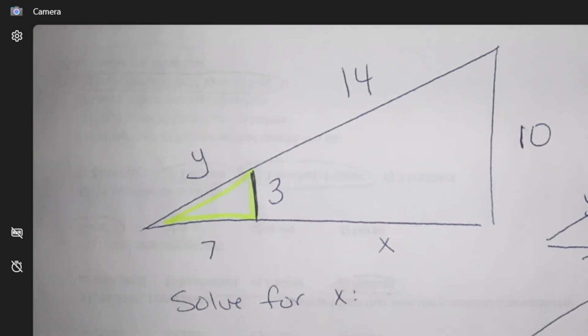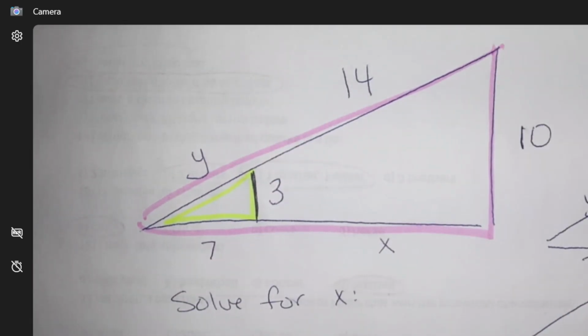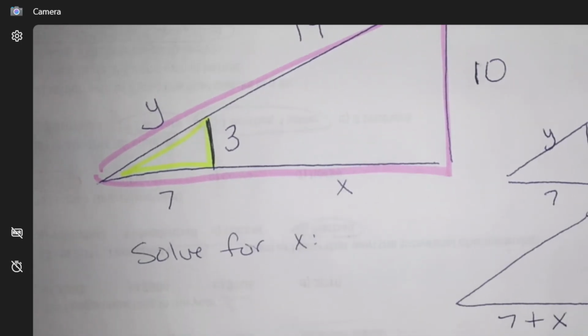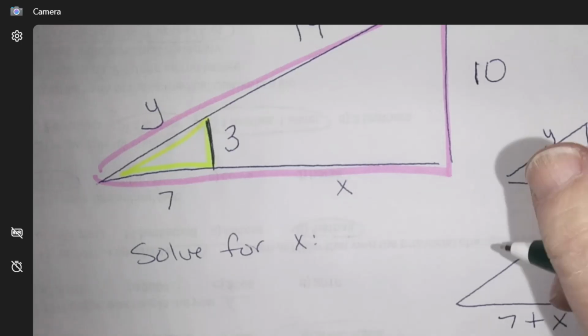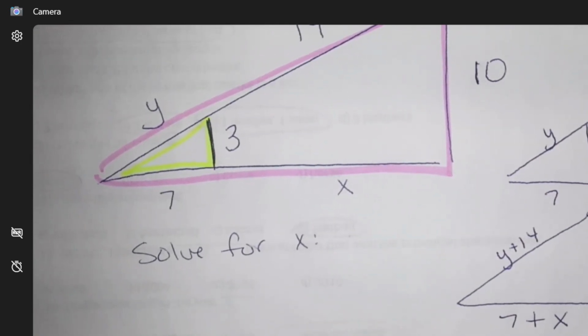Now, can you see the second triangle? Here, here, and here is a second object. So I'm going to go 10. Ooh, what should I put on the bottom? 7 plus x. The bottom of that is the 7 part and the x part added together. So then this would say y plus 14.